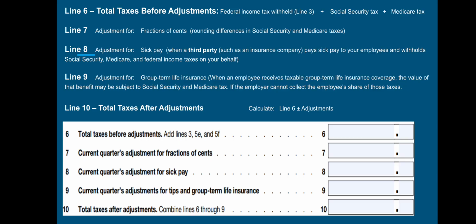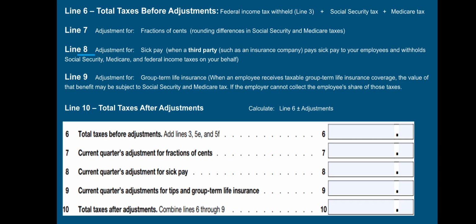On line 10, total taxes after adjustment. You have to calculate line 6 plus all the adjustments. So in line 6 you have the total of line 3 and line 5A, B, C, D, E. Now line 6 is your final box which you have to look over. After that, on line 10 you have to total lines 6, 7, 8, 9, all the rows. Now the 10th row is your final amount. This is not final yet because we are moving forward to the next slide where I have mentioned more line items.